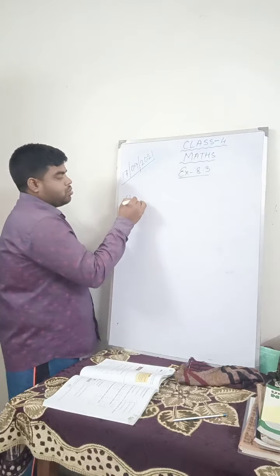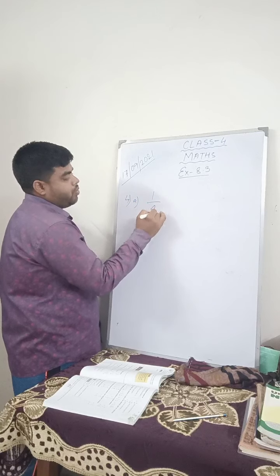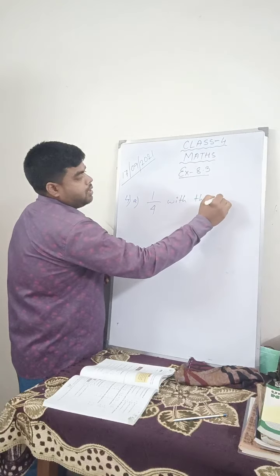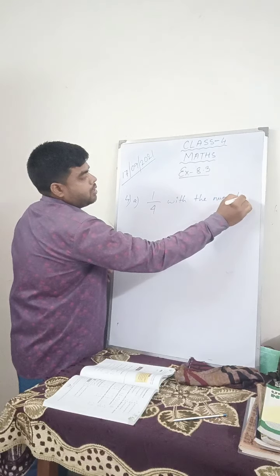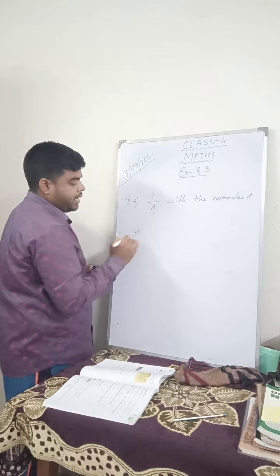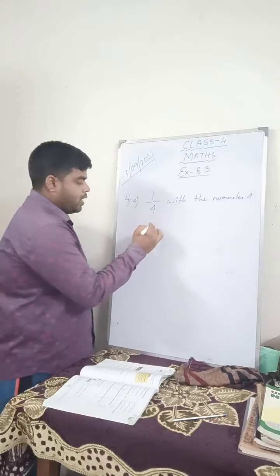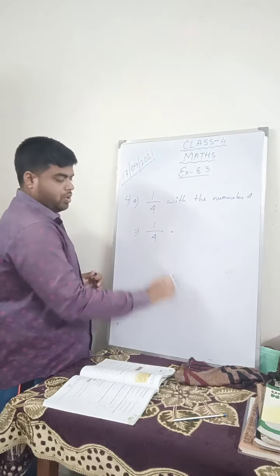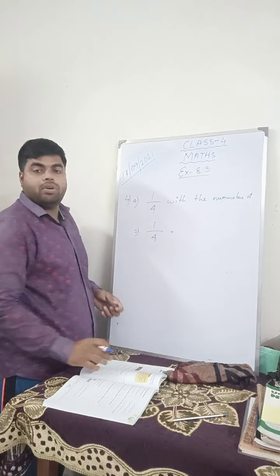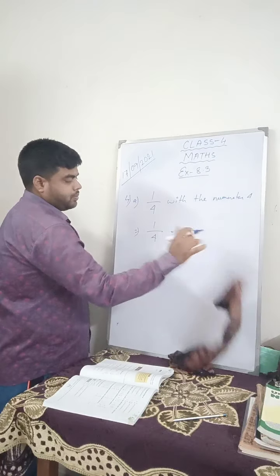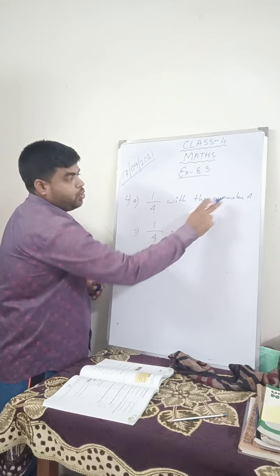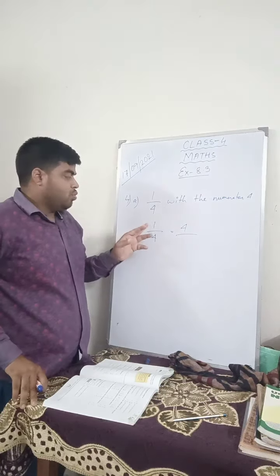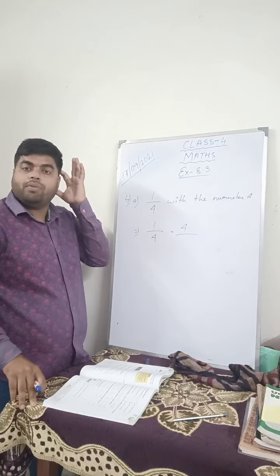So suppose this question, 1 by 4 with the numerator 4. So you have to write an equivalent fraction. So 1 by 4 has to become, it will be how much? 1 by 4 will be 4 by something. Numerator you have to keep as 4 and denominator we don't know. So what do you do? When you make 1 as 4 you have to multiply.